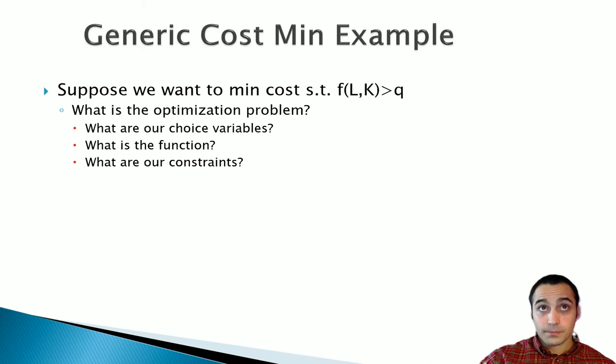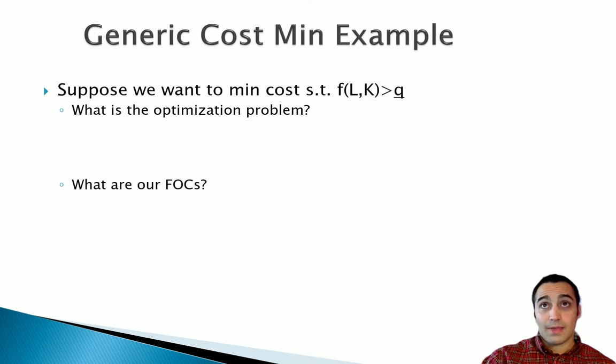Next, suppose now we want to minimize costs subject to our production function being greater than some Q. What are our choice variables? What function are we maximizing, and what is our constraint? Answer that one. Then, what are our first order conditions?